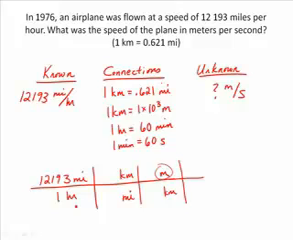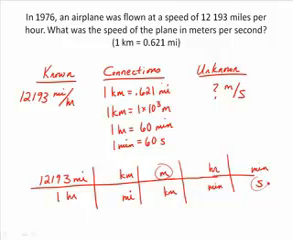Now let's look at the bottom. To cancel hours, since it's on the bottom, I need it on the top. So hours to minutes, and then minutes to seconds. Now we should have our units canceling. That leaves me with meters, hours to hours, minutes to minutes, and that leaves me with meters per second. So that's the unit I want.